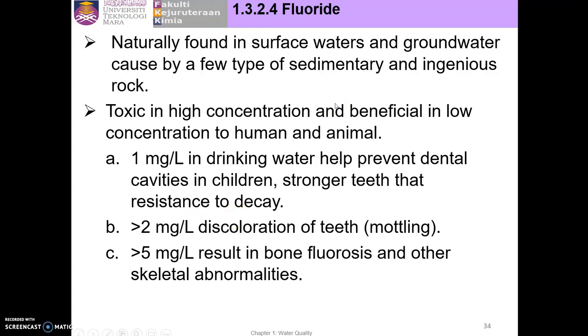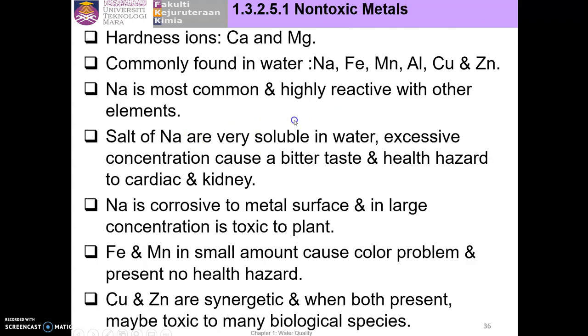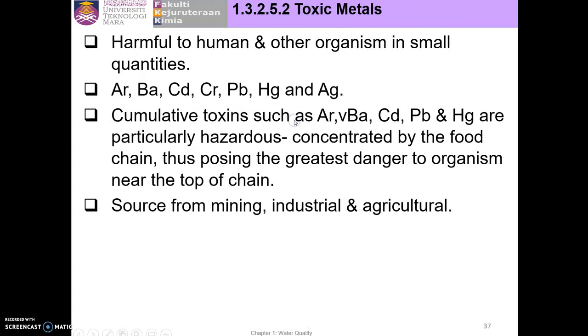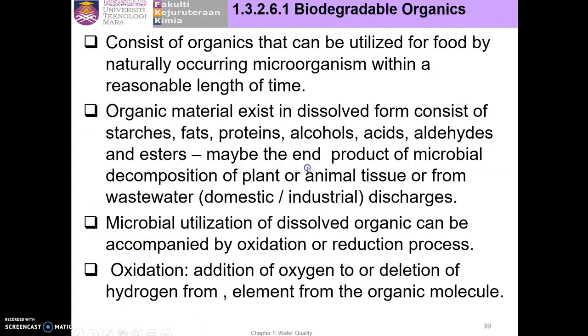And next is fluoride, metals. This one you can read: the sources, non-toxic metals, toxic metals. If the water contains these components, these are toxic metals. And organics can be categorized into biodegradable and non-biodegradable. This is biodegradable organics.